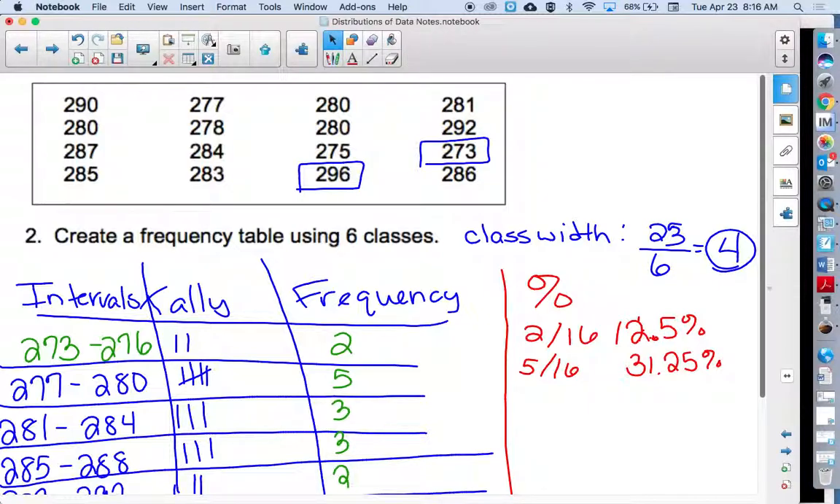So I have a worksheet for you where you're going to create 2 frequency tables and 2 histograms. The frequency table goes with the histogram. And then on the back, you're going to use the same information but calculate the percentages from your table of values.